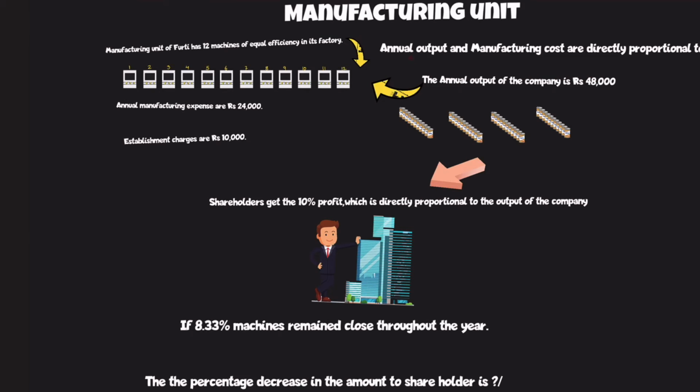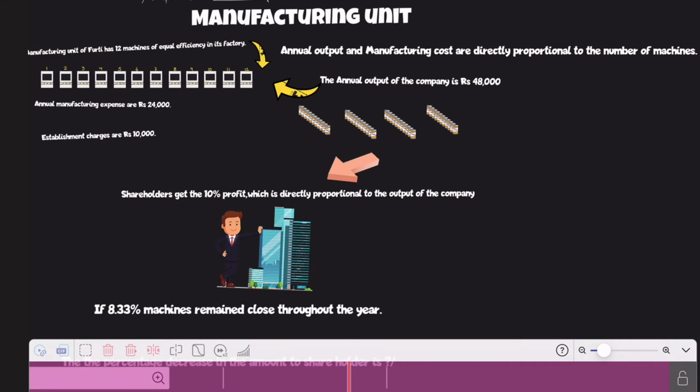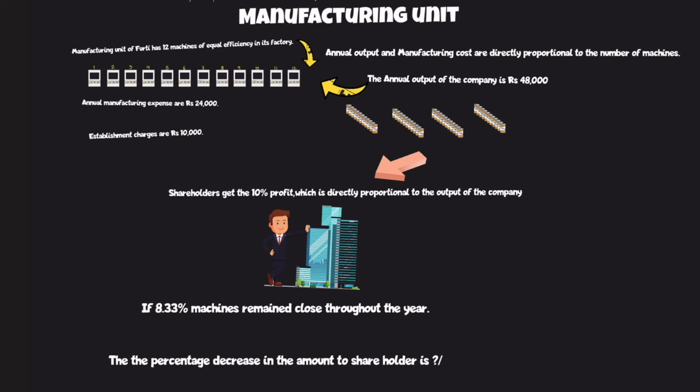What else is given to me? Annual output and the manufacturing costs are directly proportional to each other. Now what is the meaning of this? It means the more the number of machines, the more cost will be required, and the fewer the machines, the less cost required. Similarly, the more machines, the more annual output, and the fewer machines, the less annual output. So annual output and manufacturing costs are directly proportional to the number of machines. More machines, more output. Fewer machines, less output. More machines, more costing. Fewer machines, less costing. That's how they are directly proportional to each other.